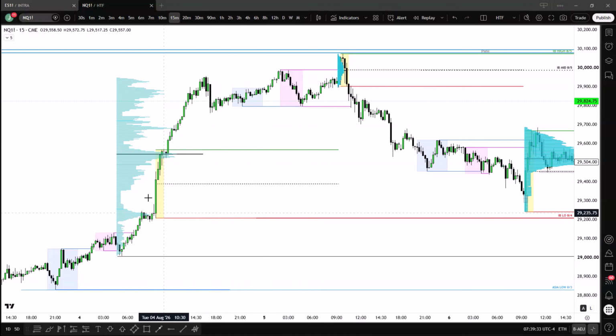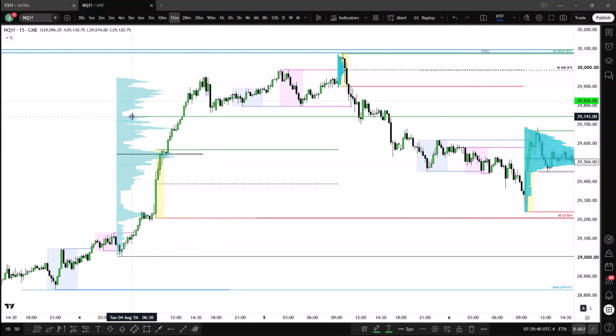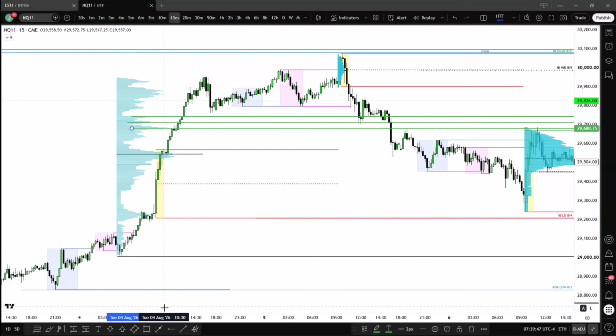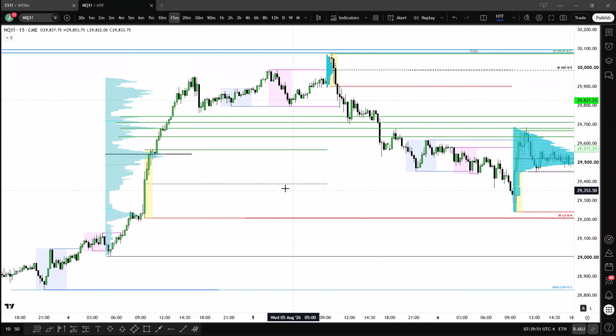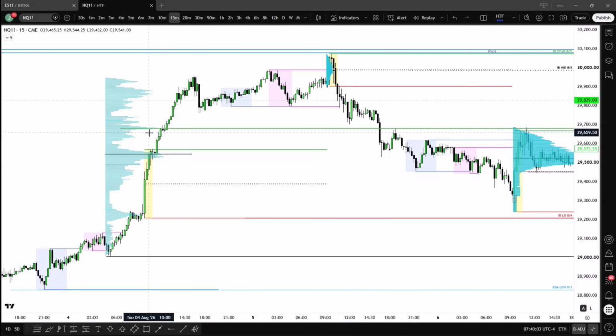So you look at these different areas right here. First of all, let's look at this area right here. We have a little point of control there. We have a little volume node there, and we have a volume node there, and then we have a little volume node there. As you can see, price reacts to these volume nodes very, very nicely.